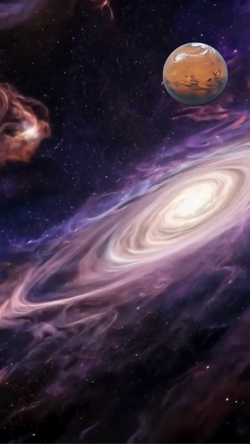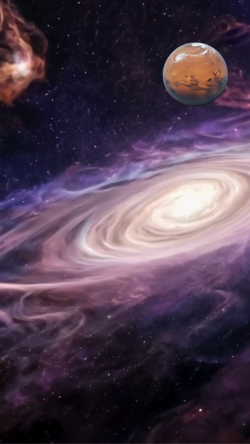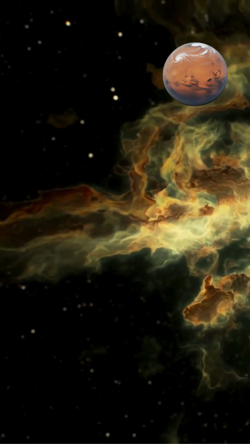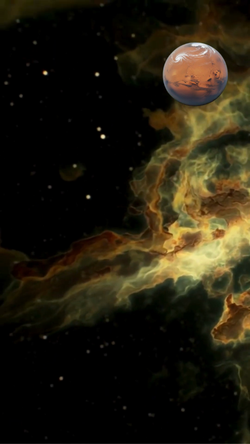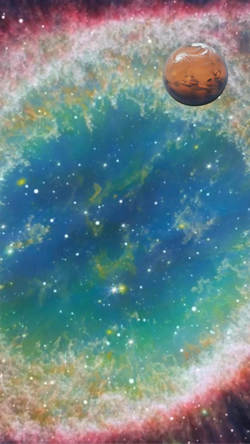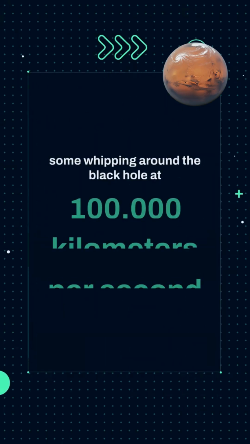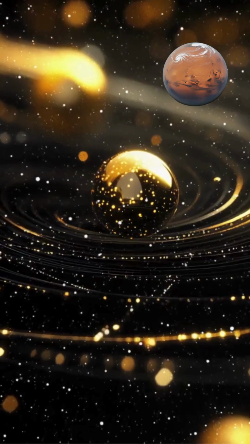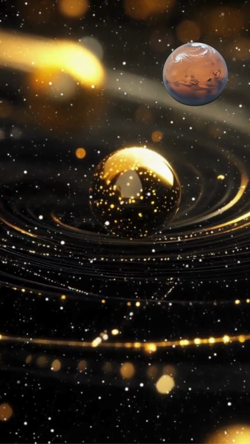Even in quieter galaxies like our own, the core is densely packed with stars. The central region of the Milky Way, for instance, contains a bulge of ancient stars orbiting closely around Sagittarius A*. These stars move at incredible speeds, some whipping around the black hole at thousands of kilometers per second, offering astronomers a real-time view of extreme gravity in action.